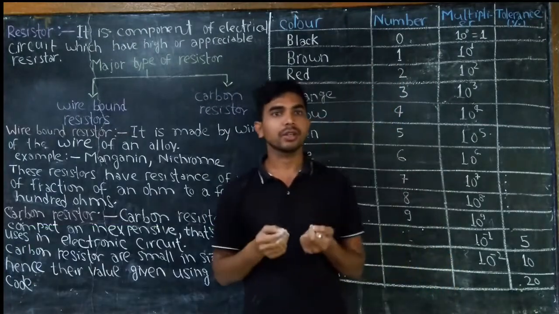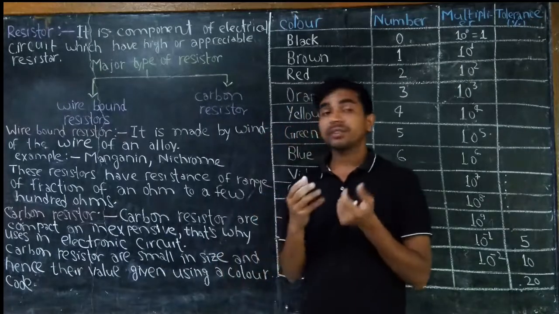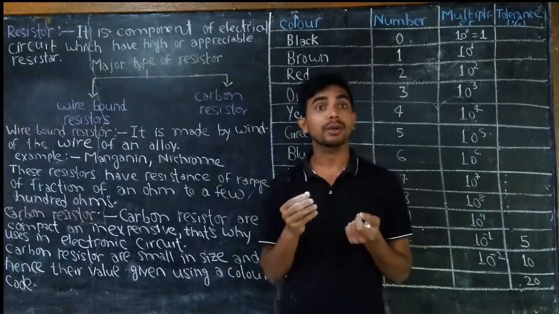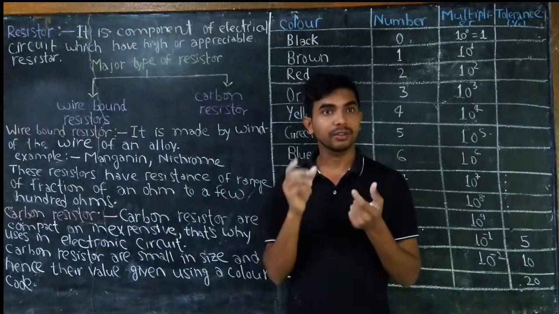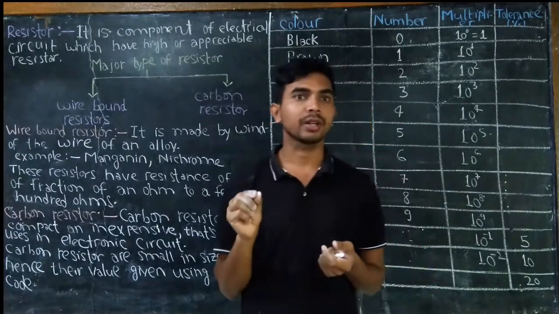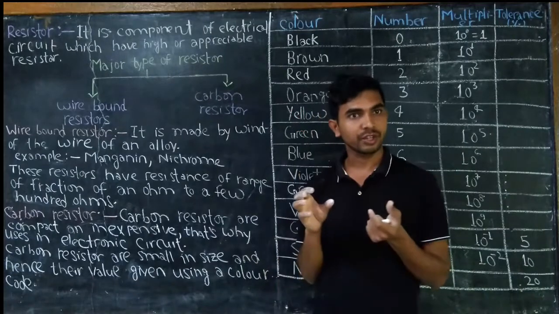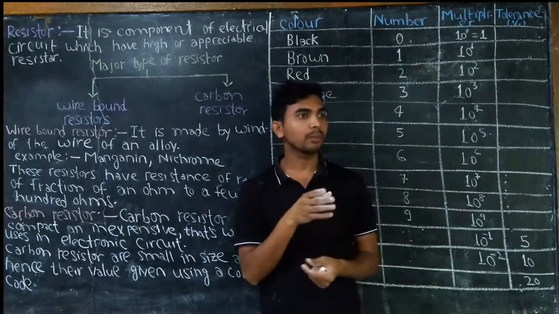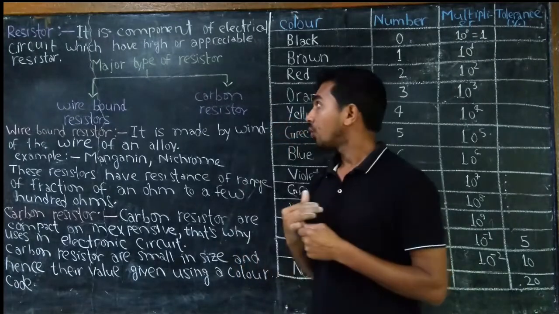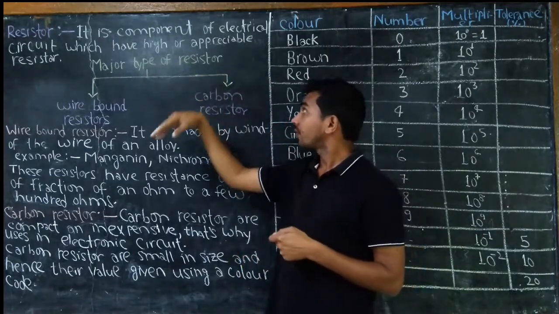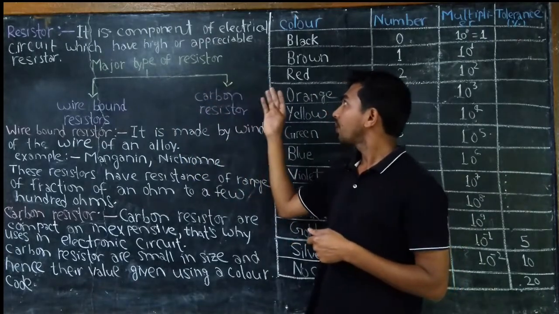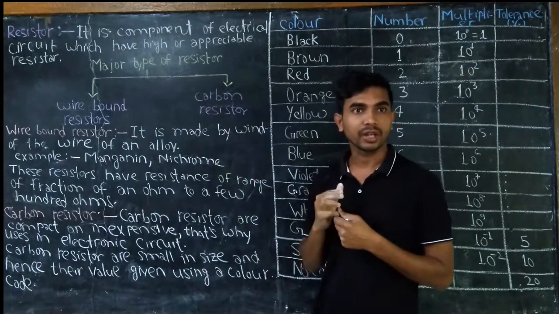A resistor is a component of an electric circuit which has some resistance. You know resistance; these things are already discussed in previous classes. So it is a component of an electric circuit which has high or appreciable resistance.